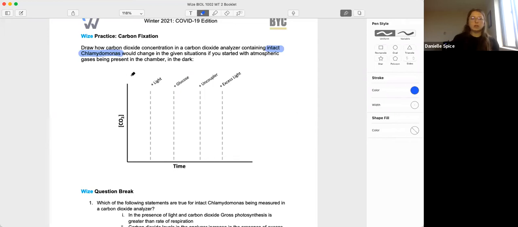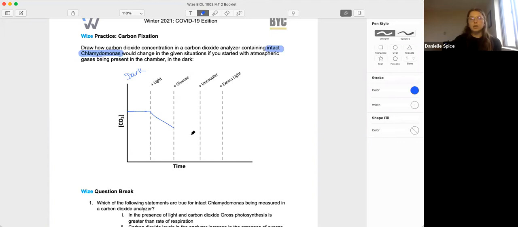So right here, we're starting in the dark. So without glucose being added, without any light available, our carbon dioxide concentrations are just going to stay the same. But now we're going to add light. So our carbon dioxide concentration is going to decrease because we're fixing that carbon using the Calvin cycle. But we don't have any additional glucose present quite yet. We're creating the glucose through the Calvin cycle, but now we're going to add exogenous glucose, extra glucose.